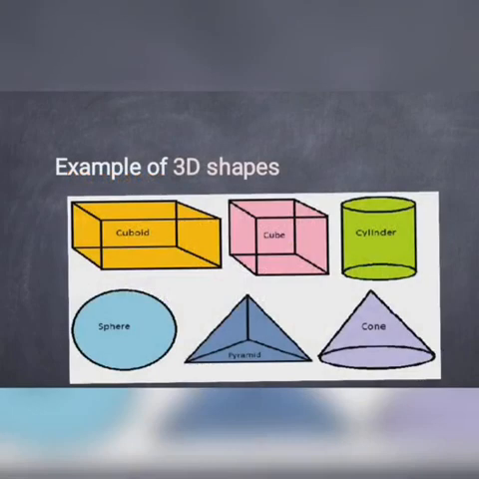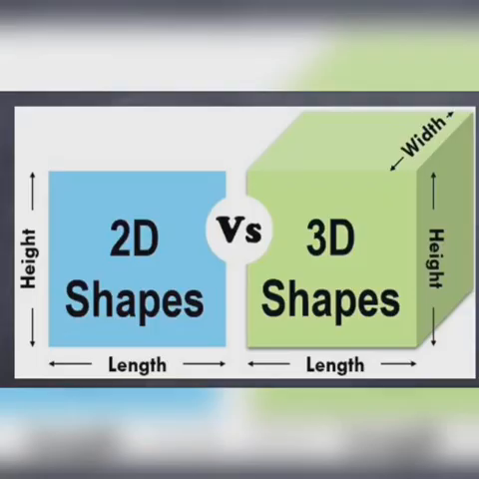Now we see some examples of 3D shapes. First one is cuboid. Cube, cylinder, sphere, pyramid, cone. These are the examples of 3D shapes. Now we see this picture, we clearly see the difference between 2D shapes and 3D shapes. 2D shapes contain only height and length, but 3D shapes contain length, height and also width. Width means breadth.